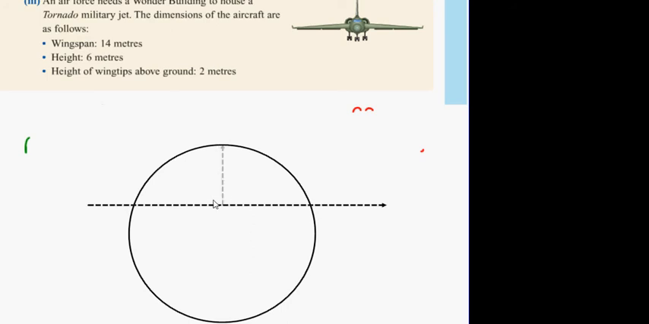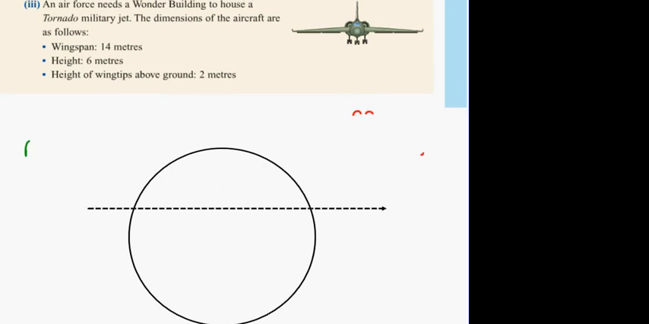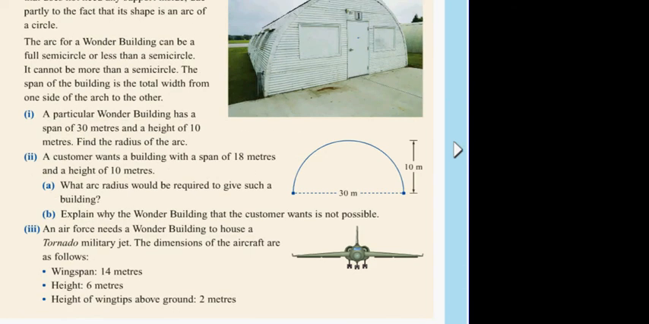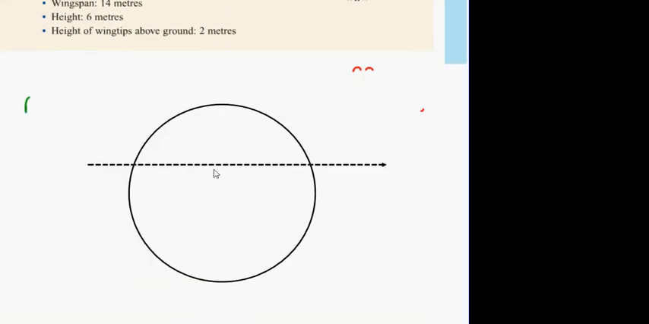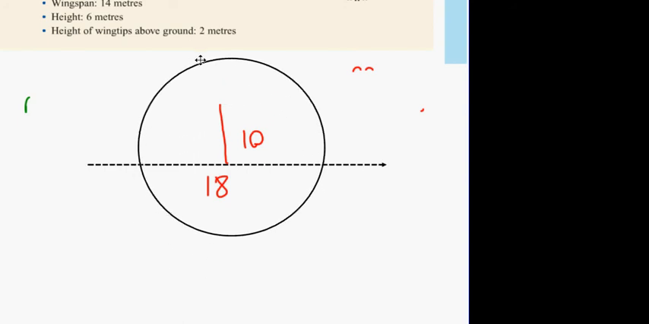Now the problem with this building is, you have to calculate it first. So the problem with this building is, if we look at it, it wants to span 18 meters, and it wants a height of 10. So if I said 18 meters from here to here, and a height of 10, that doesn't fit, because basically the radius is going to be bigger than the span. So what we have to do is raise the circle like this. So it's going to be above the halfway mark.